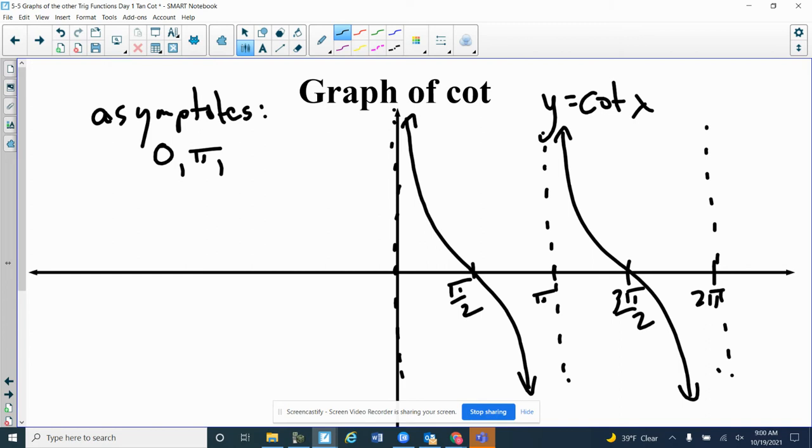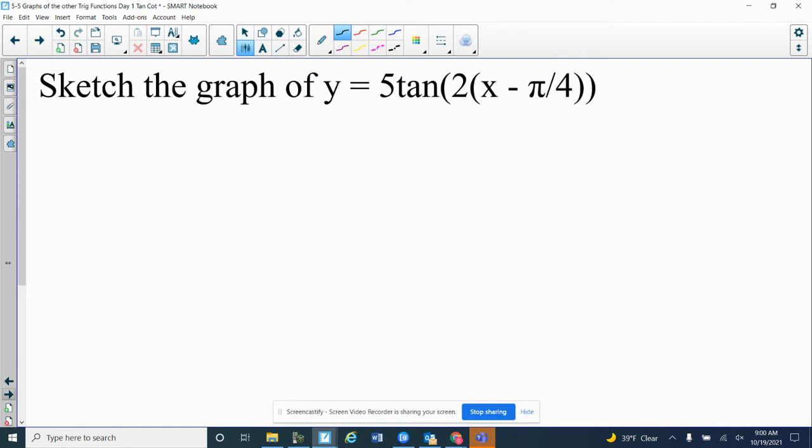All right, so let's work with an equation here. Let's try this. y equals 5 times the tangent of 2 times the quantity of x minus pi over 4. Give me a second to jot that equation down.